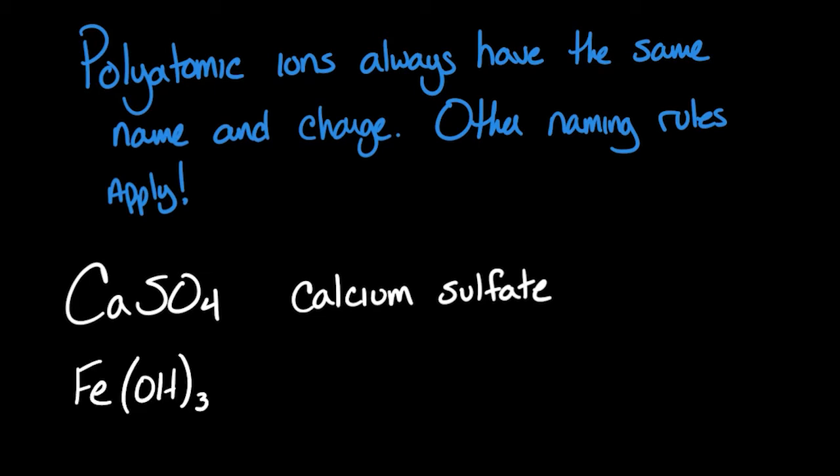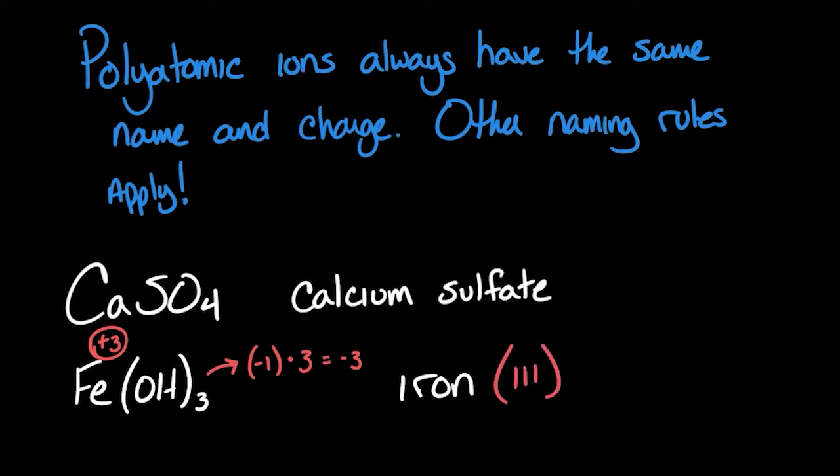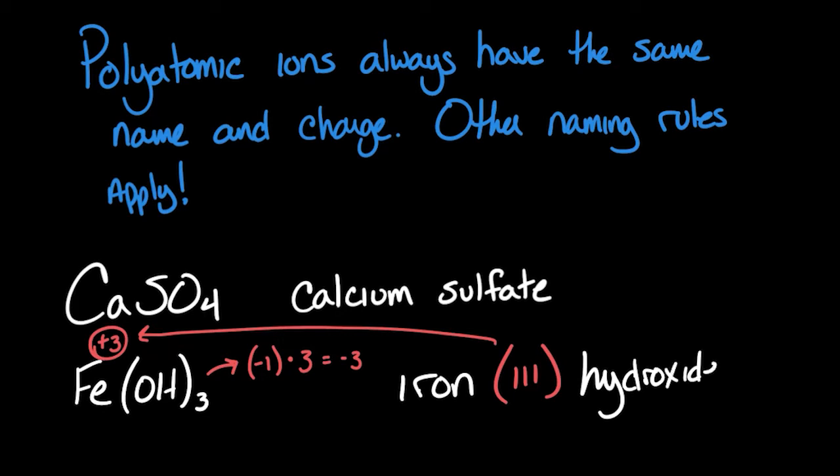Let's look at another example with a transition metal. So FeOH3. So iron is a transition metal, so I know I need to include its charge in the name. So hydroxide has a -1 charge. There are 3 of them, so I know that the iron needs to cancel out the -3 charge. So my name is going to be iron, Roman numeral 3, to specify the +3 charge of the iron. And then the OH is a polyatomic ion with the name hydroxide. Iron 3 hydroxide.